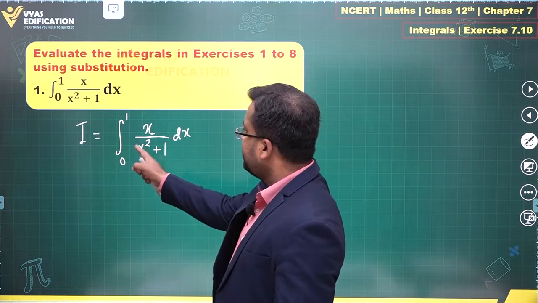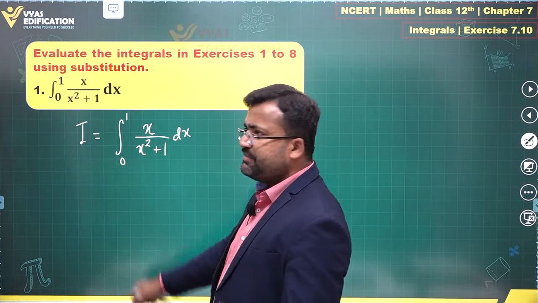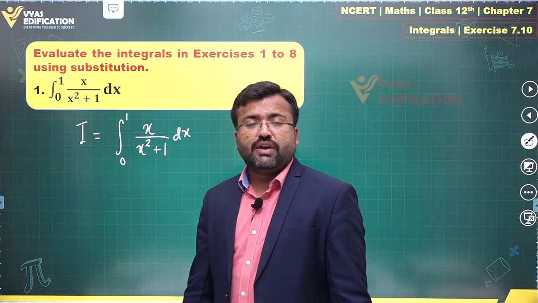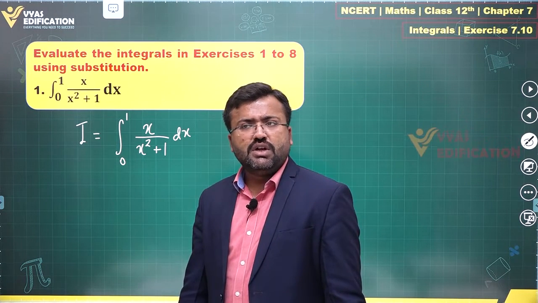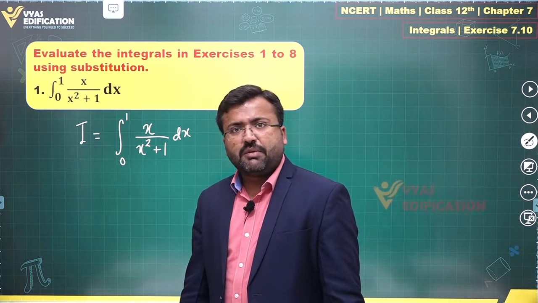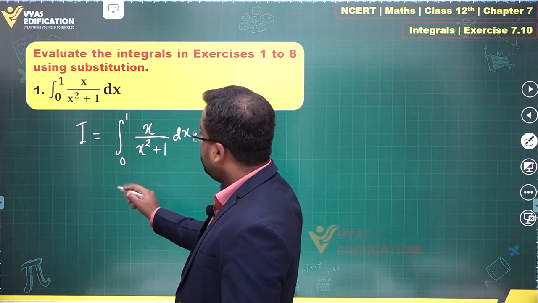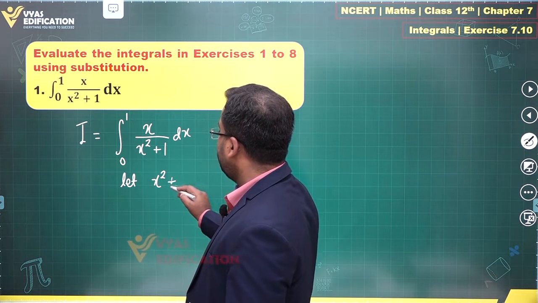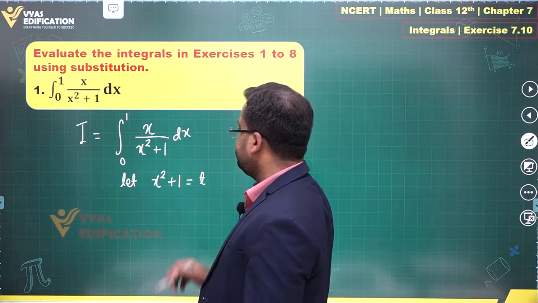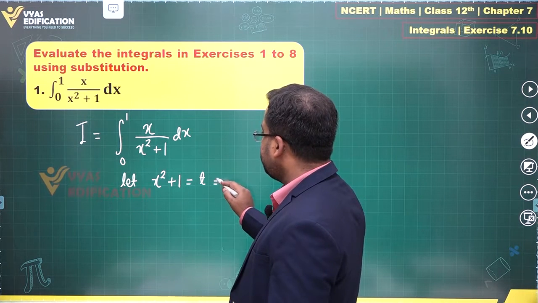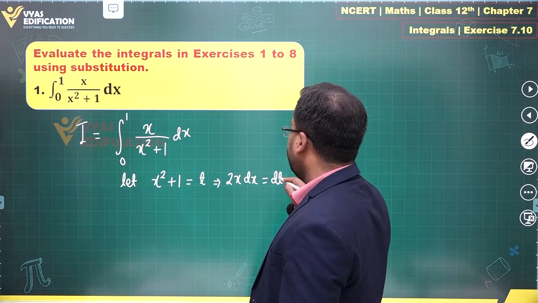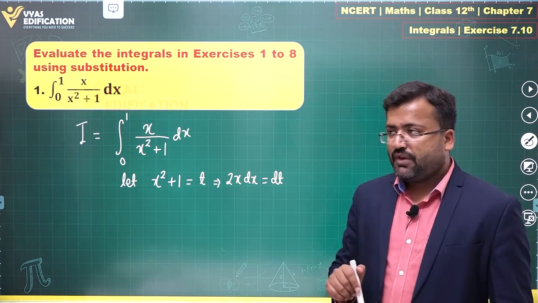If you observe, this is x square plus 1 and its derivative is present at the top. The derivative is 2x, but we can always multiply and divide by 2. The constants do not create so much problem for us. So, we'll use the substitution x square plus 1 is equal to t. And this tells me 2x dx will be equal to dt. That's the first thing that this tells me.